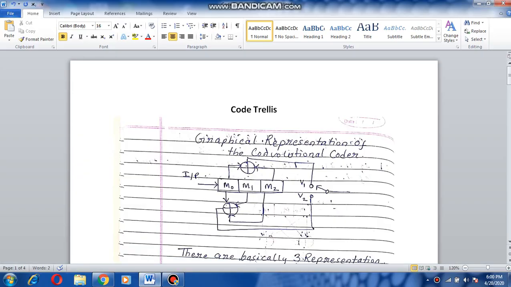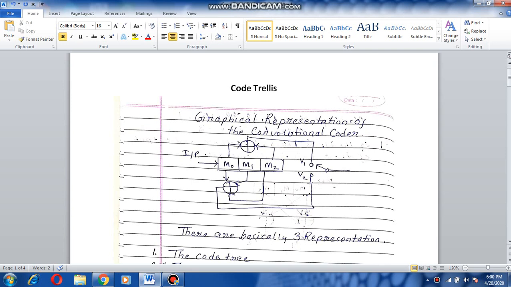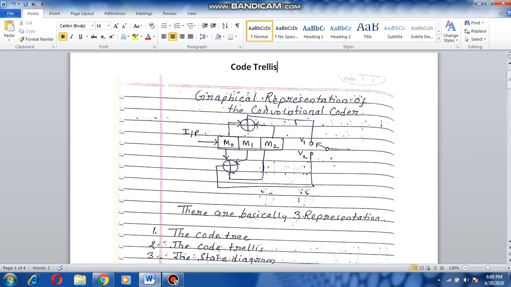Today we are going to discuss code trellis and state diagram of a convolutional coder. So code trellis is a compact graphical representation of a convolutional coder. For understanding code trellis, let us take one convolutional coder as shown in the diagram, which comprises of three memory elements M0, M1 and M2. It has one input and two outputs V1 and V2.